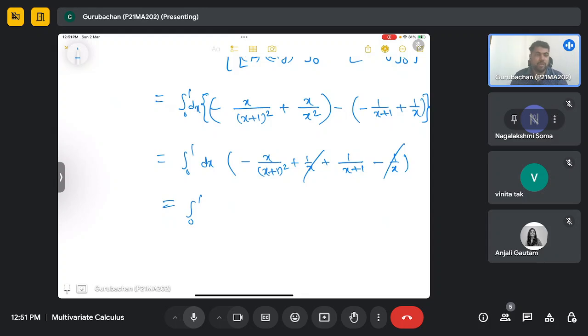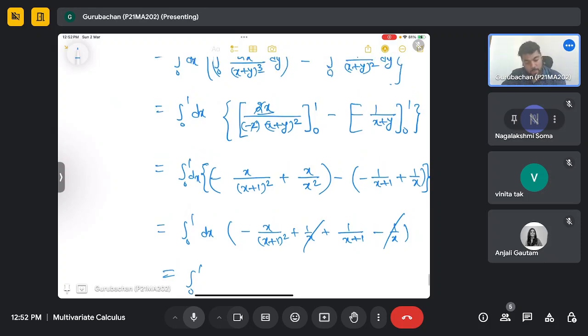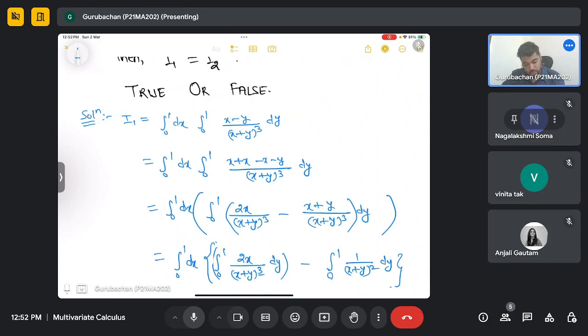So this is a good learning for us, that we have to look at our integral first, so that it might be simplified in a much simpler way. Okay. So is there any other mistake?